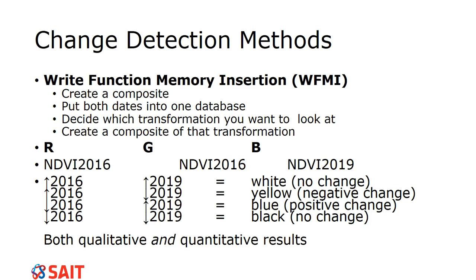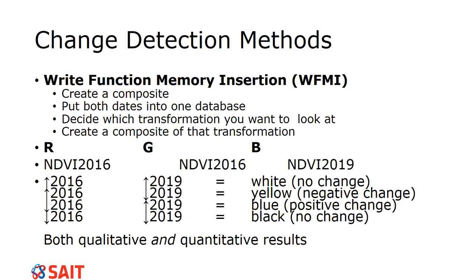There are a few change detection methods that I want you to attempt in your final project, and this is the theory behind them. The first one is known as red function memory insertion. It is just a really fancy way to say, go create a composite. You're using 2 dates, the old version and the new version, and you make sure that the dates are all in one single database, because that's the way that composites work.